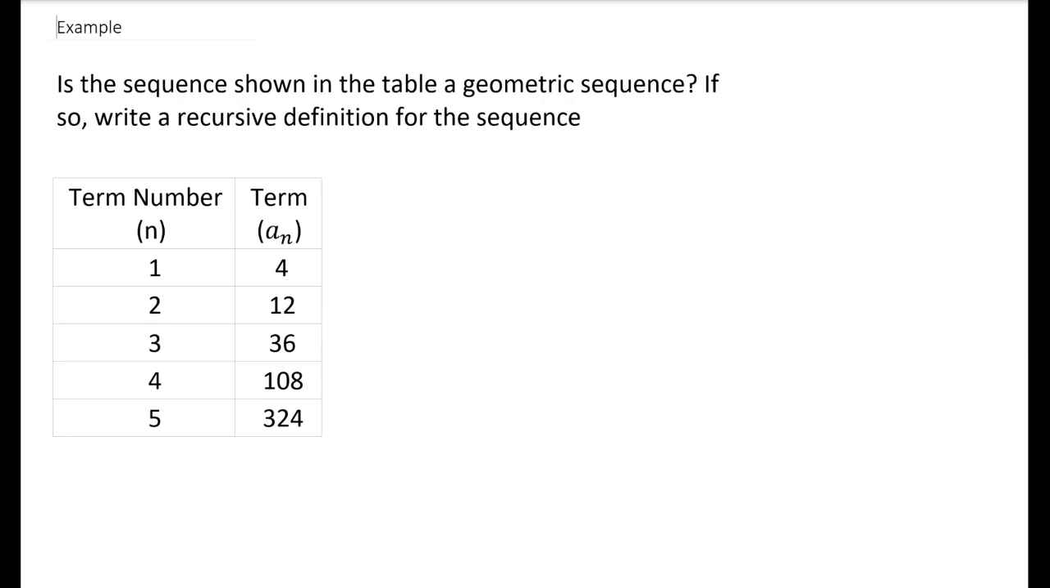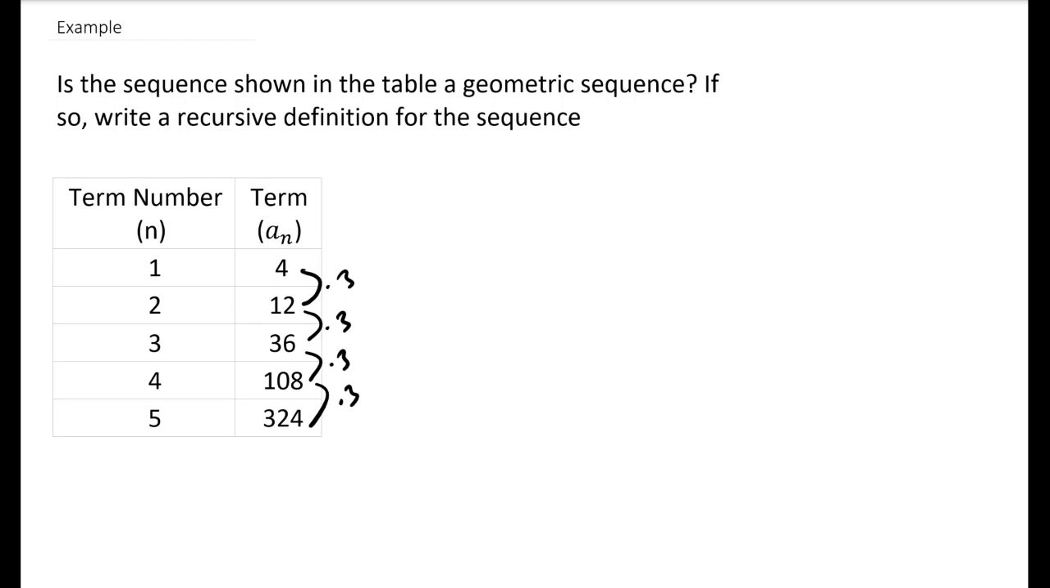Alright, so is the sequence shown in the table a geometric sequence? If so, write a recursive definition for the sequence. So they're giving us a list of terms. These are my terms here, 4, 12, 36, 108, and so on. So is there a pattern to this sequence here? And the answer is yes. The pattern is that you're timesing by 3 every single time. So you're multiplying by 3 to get to the next term. So yes, there is a pattern of multiplication, which means that it is a geometric sequence.